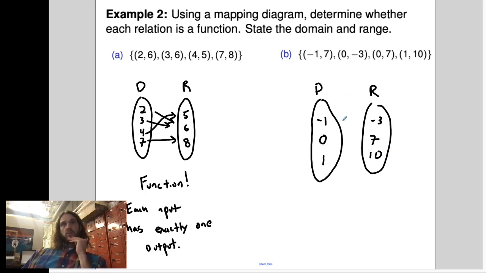Okay, let's connect them. -1 goes to 7. 0 goes to -3. 0 also goes to 7. And 1 goes to 10. Is this a function? The answer is no. This is not a function. Be specific. Not a function.